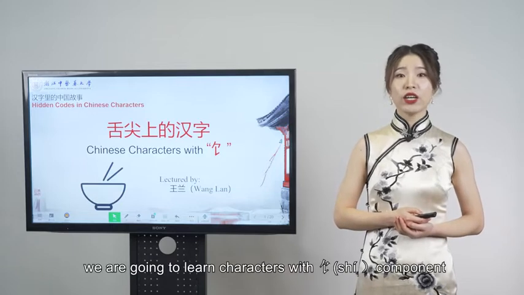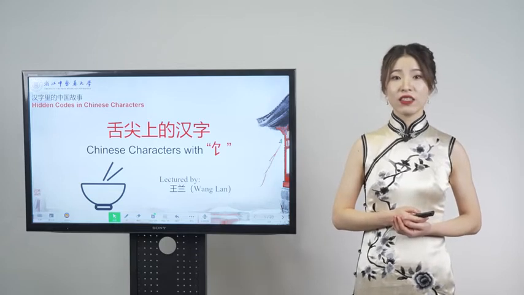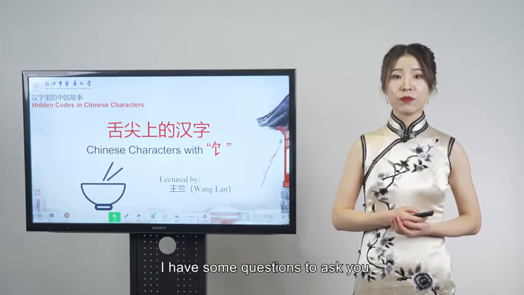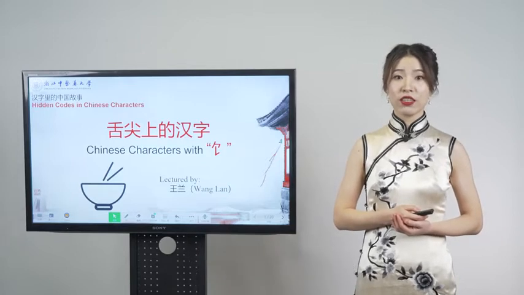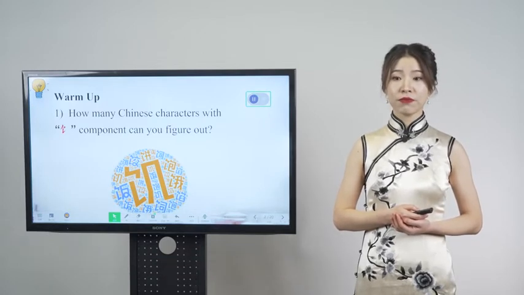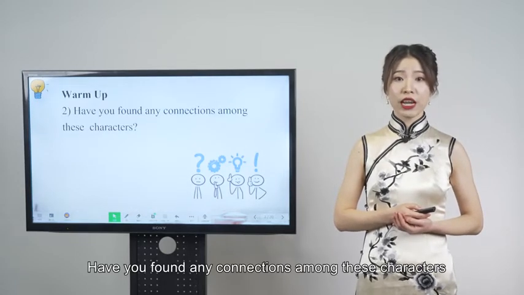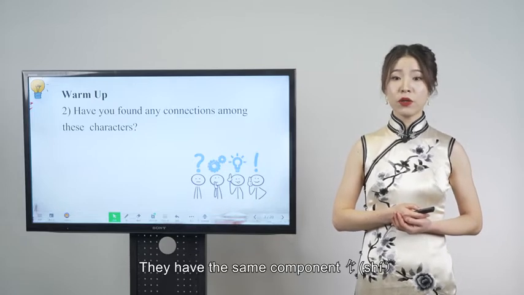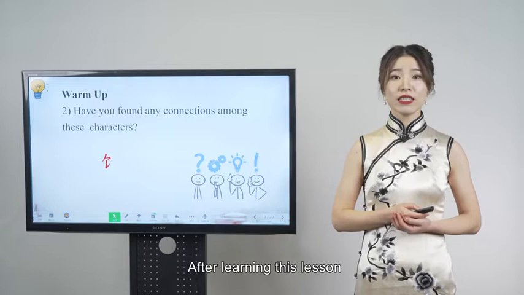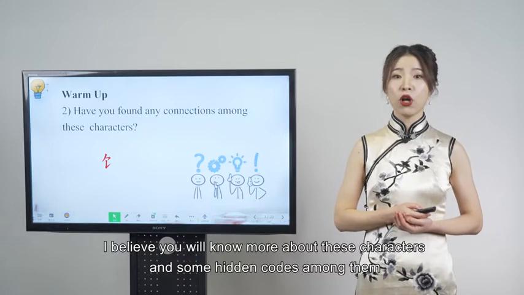In this lesson, we are going to learn characters with 食 component. At the beginning of the class, I have some questions to ask you. Do you know this component? How many Chinese characters with this component can you figure out? Have you found any connections among these characters? They have the same component, 食. After learning this lesson, I believe you will know more about these characters and some hidden codes among them.